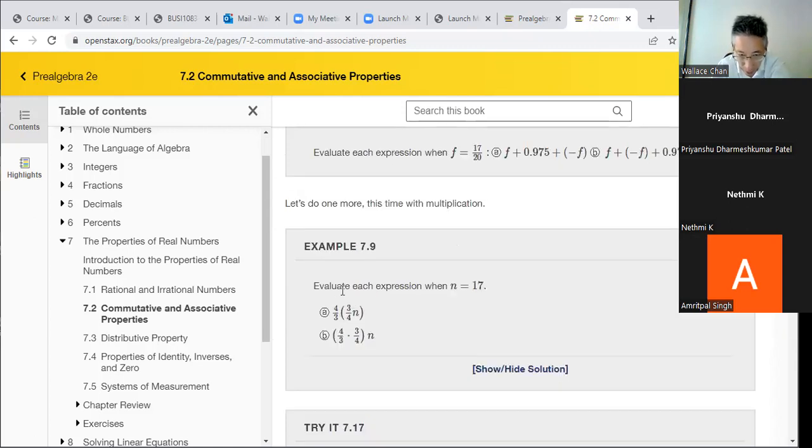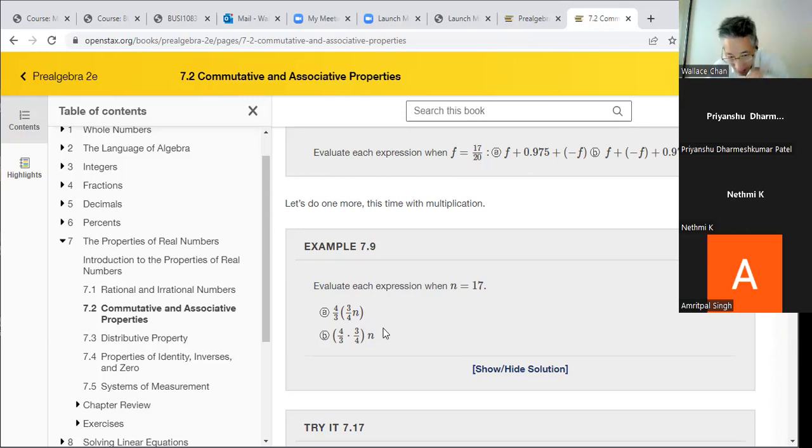Now this time I think you need to do something. Evaluate the expression when n equals 17. Sorry, I mean n is 17, not 7. Now interestingly, 4/3 times 3/4. If you look closely, 4 times 3 is 12. 3 times 4 is also 12. So 12 divided by 12 is 1. So 1 times n, meaning 1 times 17, is 17. So the answer is 17.